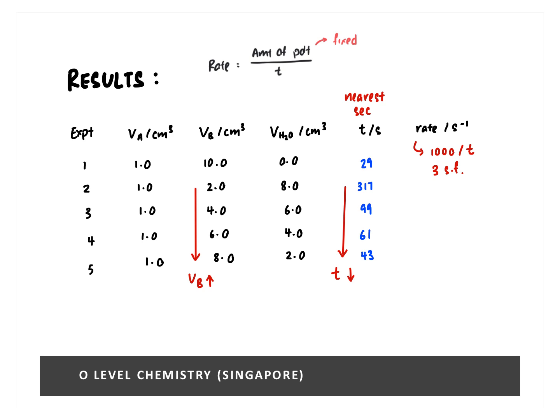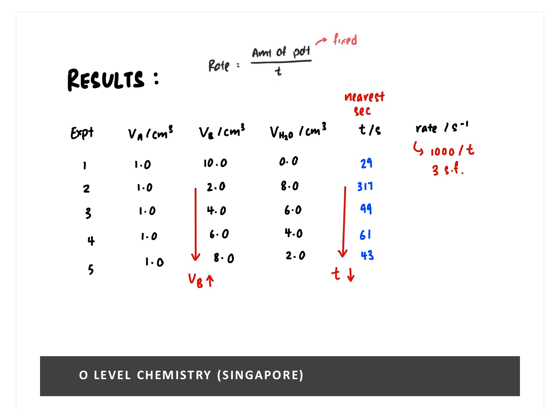So for this experiment, we conduct 5 experimental runs, each with a different volume of B, which is your sodium thiosulfate. In all 5 experiments, your hydrochloric acid is in excess. And a feature of your clock experiment is that in all experimental runs, your total volume of solution must be the same. So in all experimental runs, we make the total volume the same by topping up with deionized water. So the total volume in each of the 5 experiments would be 11 centimeter cube.